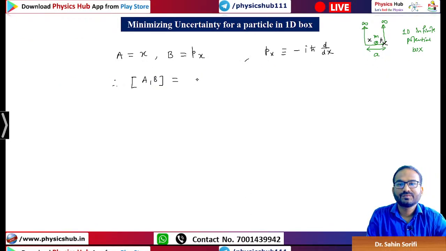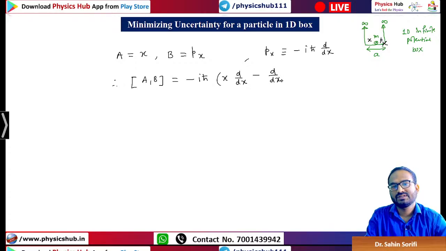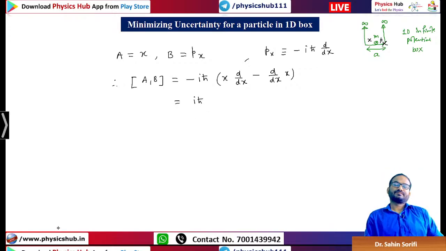So the commutation of AB is minus i h cut, which is a constant. A is x, B is minus i h cut d/dx, so the commutator is xB minus Bx. So minus i h cut we have taken common, d/dx of x. So this becomes i h cut. This term, the first term, is 0.